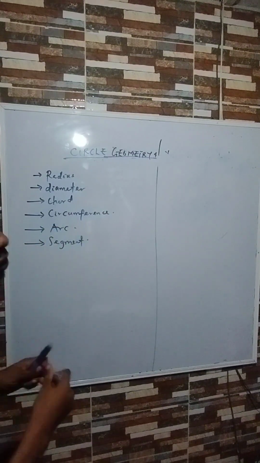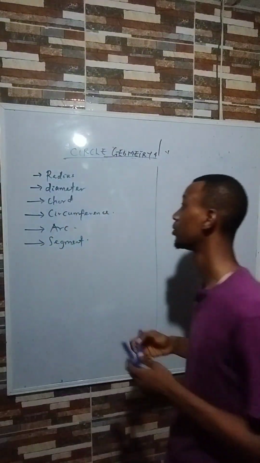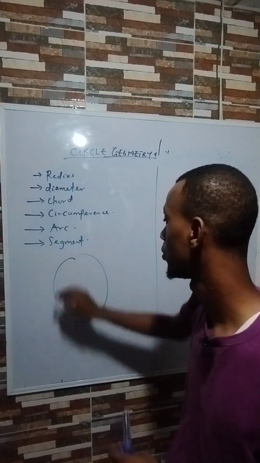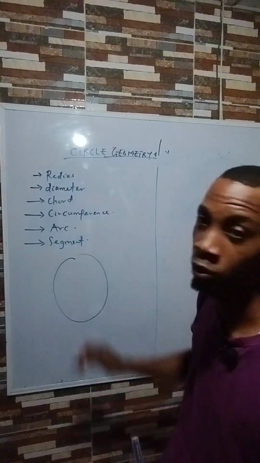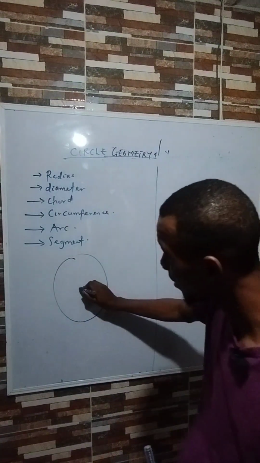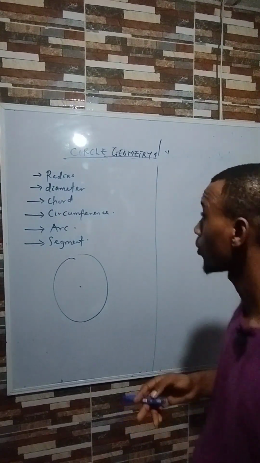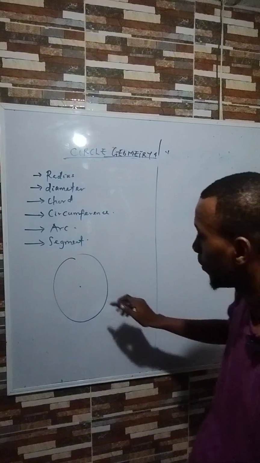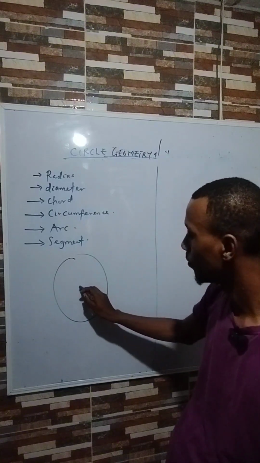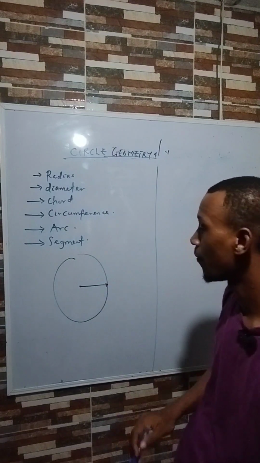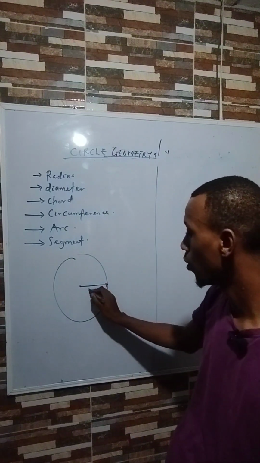Now, what's a radius? A radius is the distance. This is a radius. When you talk about a circle, two things that define a circle are the center of the circle and the radius of the circle. So when we talk about this radius, we're talking about the distance from the center of the circle to any given point on the circumference of the circle, and that is called a radius.